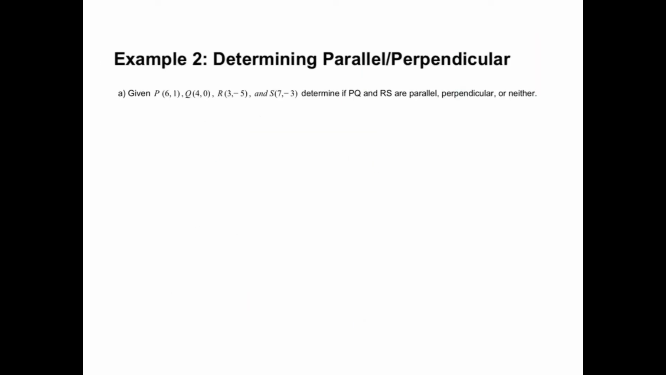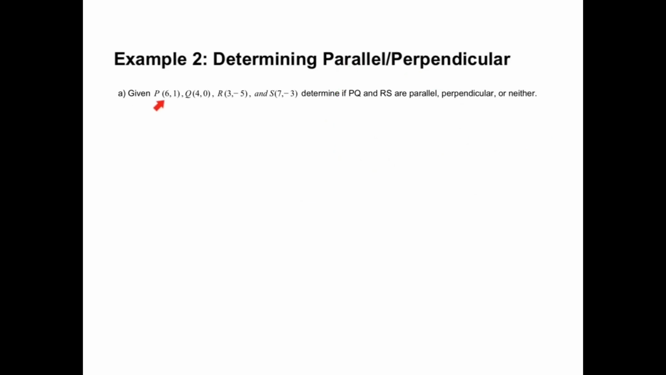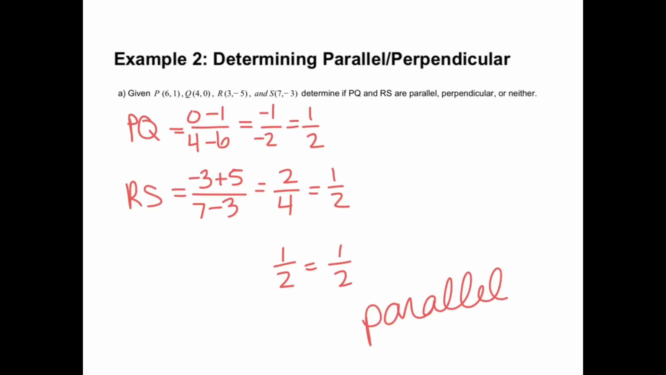So in this example, we are being asked to determine if lines are parallel or perpendicular. In this case, we're going to look to see if they are the same slope or if they are opposite reciprocal slopes. And if we have either one of those things, then they are parallel or perpendicular. So given these points for P, Q, R, and S, we're determining if PQ and RS are parallel, perpendicular, or neither. So let's set it up.